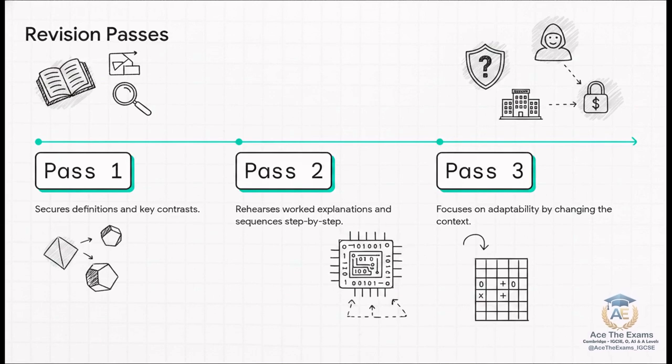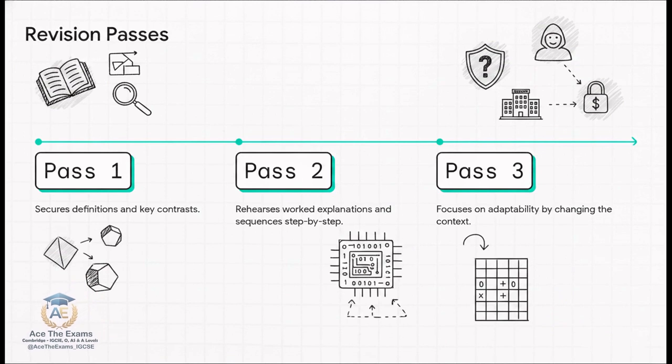Pass 1, secure your definitions and key contrasts. This is foundational. You need to instantly know the difference between memory and storage, between a compiler and an interpreter, between an 8-bit and a 16-bit register. Pass 2, rehearse worked explanations and logical sequences step by step. Don't just read them, write them out. Draw out the binary addition truth tables. Physically trace the carry bits with your pen so your brain maps the sequence.